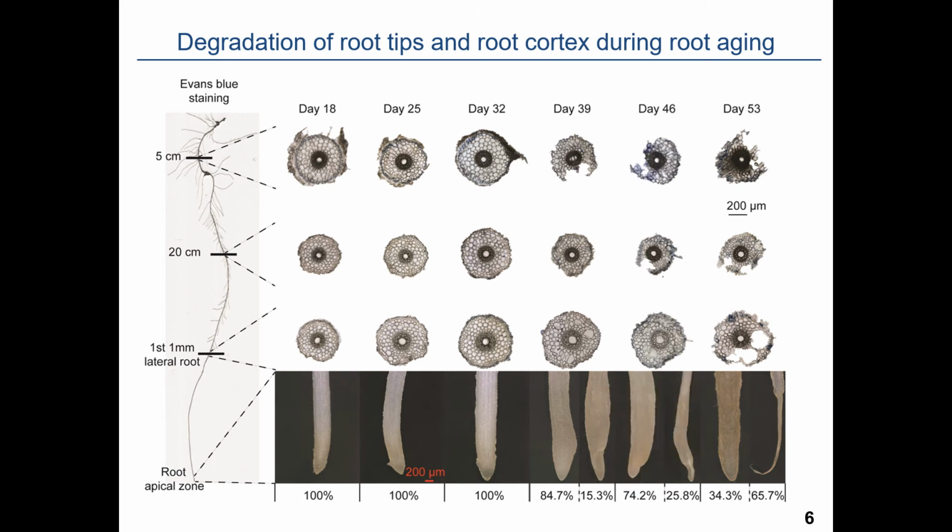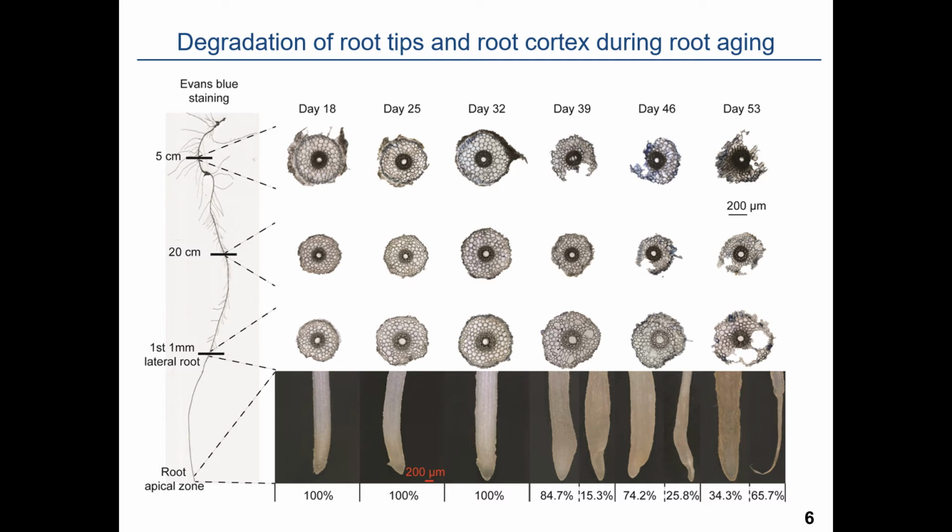Now, look at anatomy, one step deeper. We have 3 sections at 3 levels, 5 centimeters under the hypocotyl. We also observe the phenotype of the root tip, the seminal root tip. There is more or less no significant change. Also, we stain them with Evans blue, which is a dye for dying or dead cells.